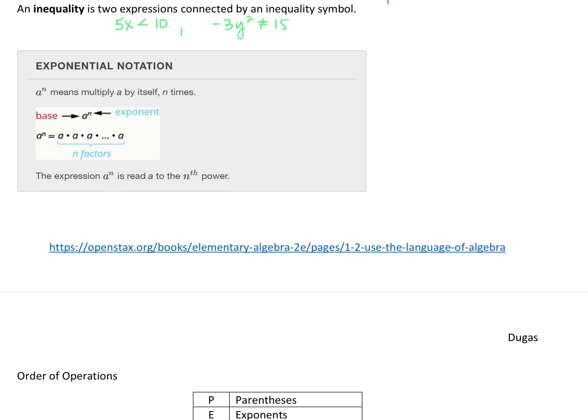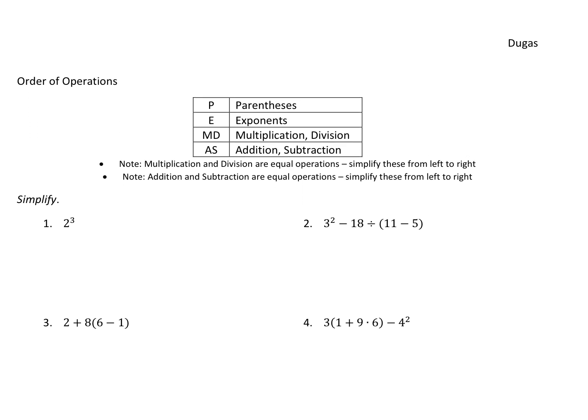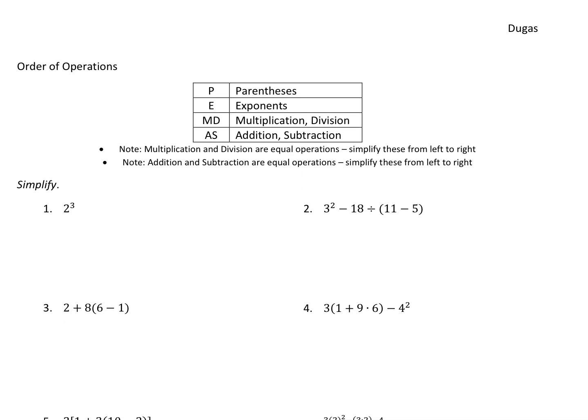Next, we have exponential notation. So a to the n means multiply a by itself n times. So a is called the base, n is called the exponent, and a is what you're multiplying by itself n times. You can say you have n factors of a. The expression can be read a to the nth power. We will see some examples in a minute.